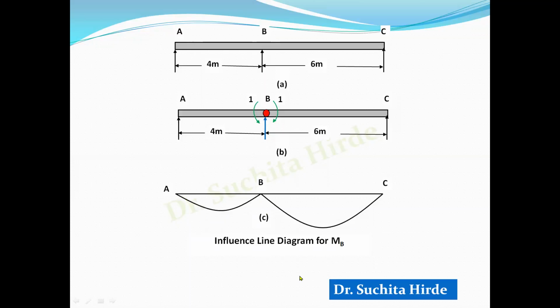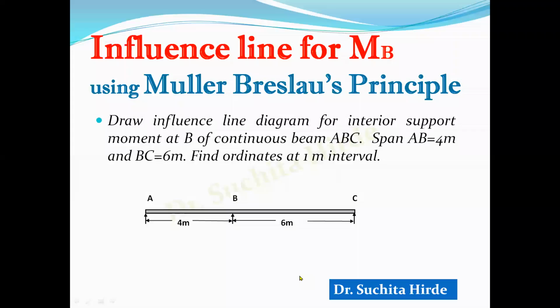So let us start. Consider this continuous beam ABC. Span AB is equal to 4 meter and BC is equal to 6 meter. And we are interested in finding the ordinates of the influence line diagram for interior support moment at B at 1 meter interval. And here we are going to use Muller Breslau principle to draw the influence line diagram.